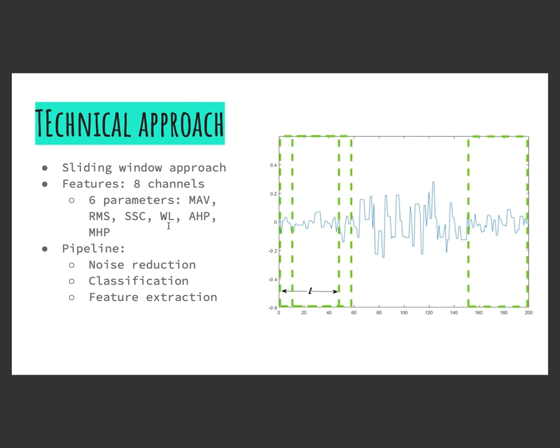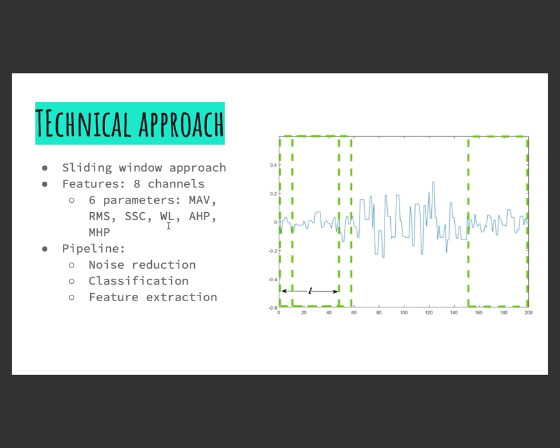We're going to approach our EMG data analysis through a sliding window approach, just to capture the time domain. It's going to be separated into segments, and segments make up a window that slides across our data set. We have 8 different channels, and the 6 parameters are MAV, which is mean absolute value, root mean square, slope sign change, waveform length, and AHP and MHP, which are the Hjorth parameters.